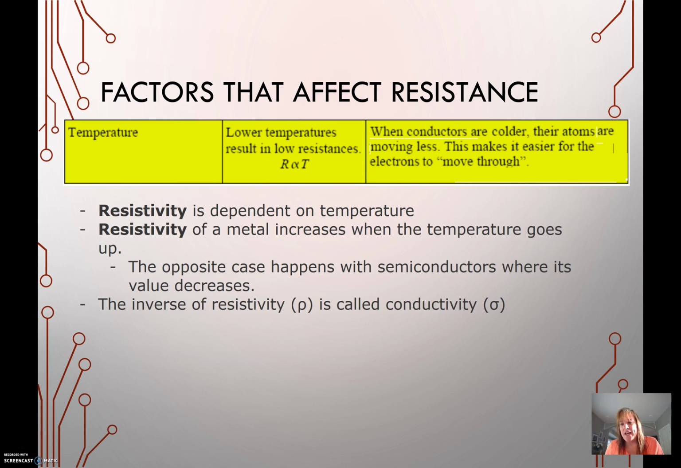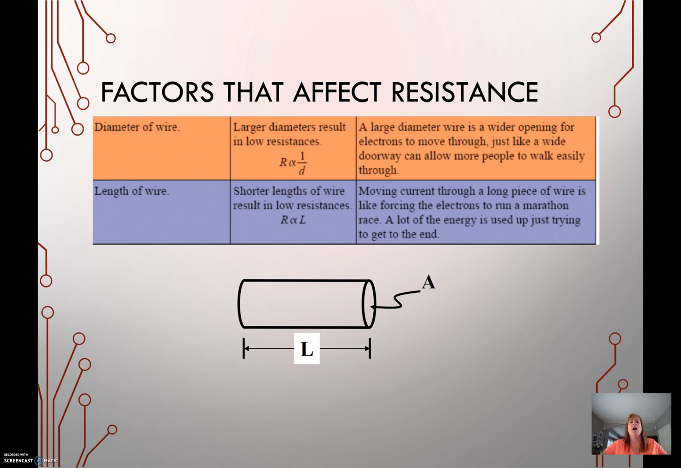Now, just FYI, resistivity and conductivity are very related to each other. In fact, they're kind of the inverses of each other. Another thing that affects resistance is the wire diameter and length. If you can imagine, a larger diameter will have a lower resistance, because I get more electrons through. There's more area for the electrons to move through, like getting through a larger doorway. With a bunch of people, that's easier. With a small doorway, right, you have to go one at a time.